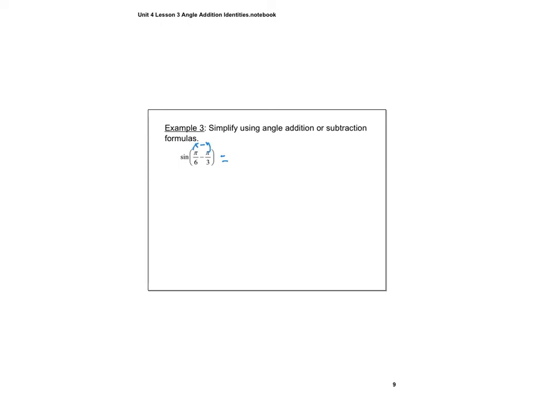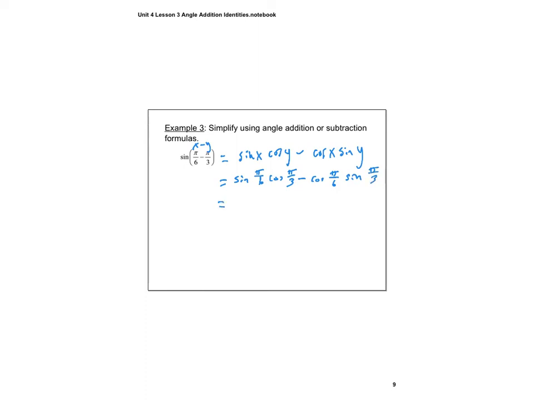It is the sine of x times the cosine of y minus cosine of x times the sine of y. All right, so now let's put our values in here. x is pi over 6, so let's put our pi over 6's in here for x. y is pi over 3, so let's put our pi over 3's in here for our y's.